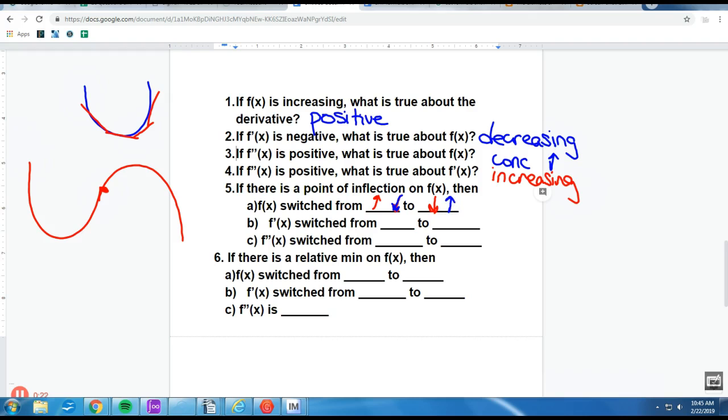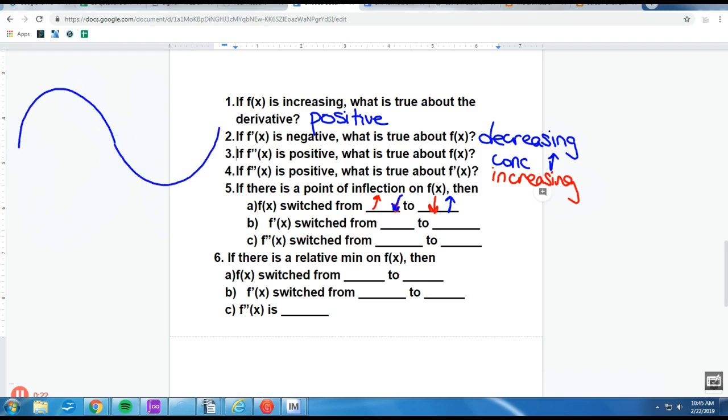F prime of x switched from. So let's just pretend we're switching from. It's a point of inflection. Let's pretend it's this, so it's a point of inflection in that direction. Some of you might have to recalibrate your answers. But if this is the situation and this is f of x, then f of x switched from one to another at this spot. This graph that I'm looking at changed from one to another.